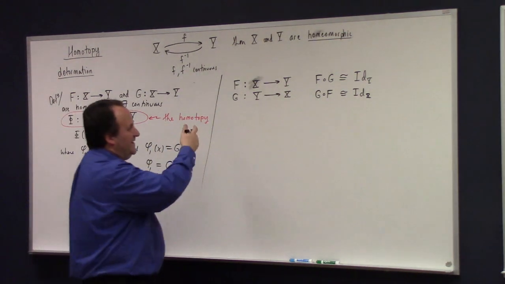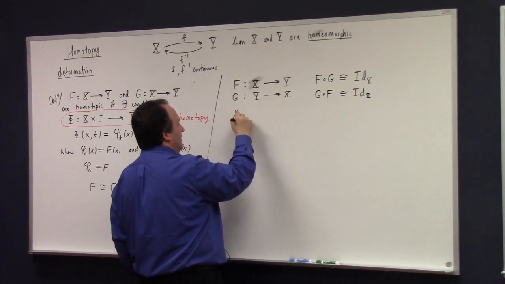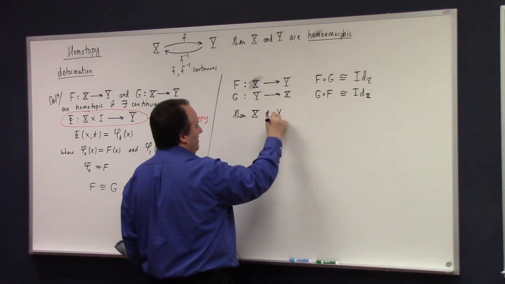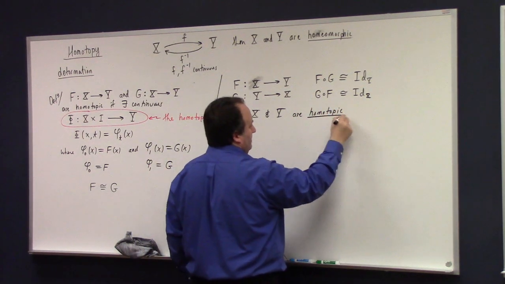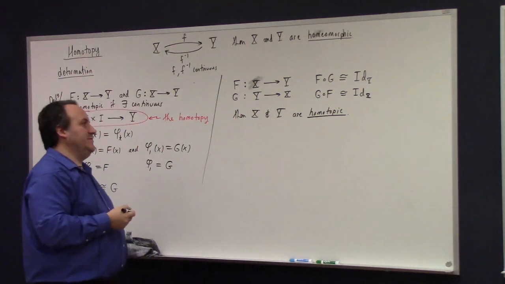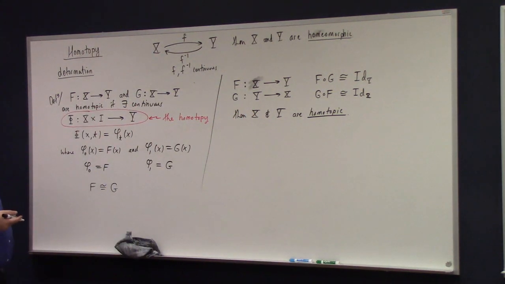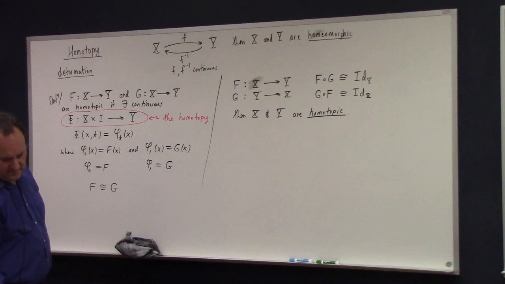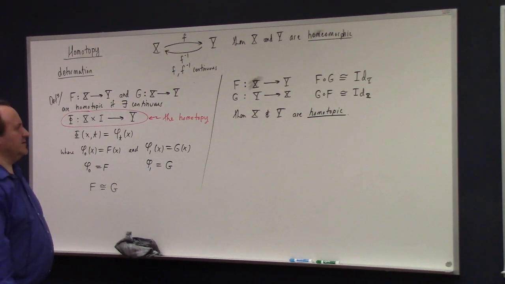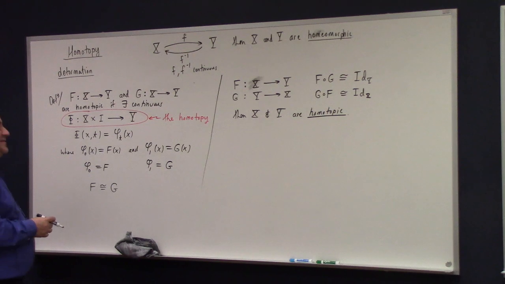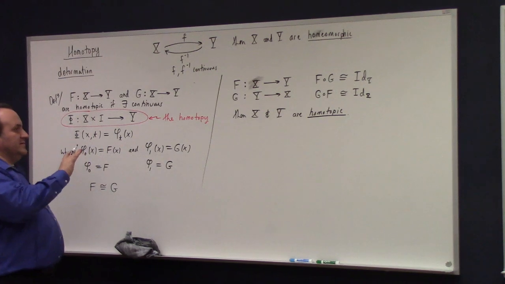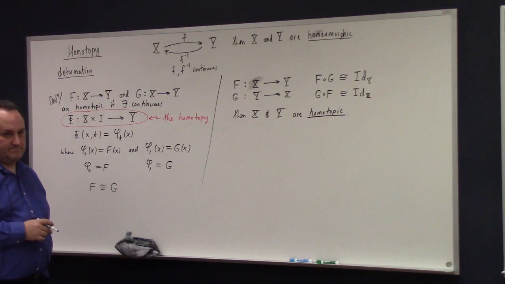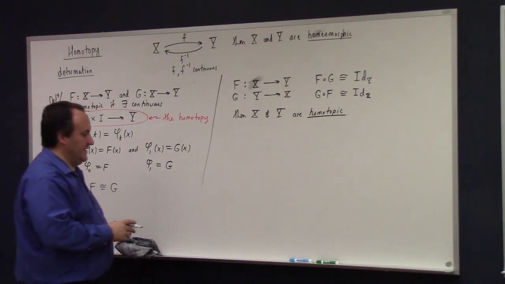If such an f and such a g exist, then x and y are homotopic. Which is a weaker condition than, is it weaker? I think it's a weaker condition than homeomorphic, right? Homeomorphic implies homotopic. Right, let me just write that.